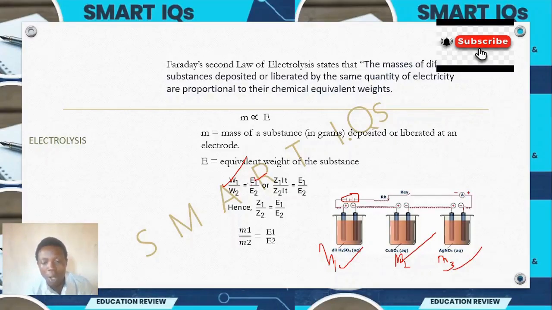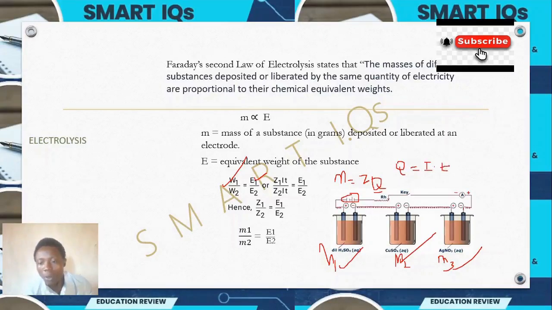Are we together? So remember the previous, we have our mass, which is equal to ZQ. Are we together? This is the first law, Faraday's first law. Mass is directly proportional to the quantity of what? Electricity. Very good. And we know that our Q, quantity of electricity, is equal to current multiplied by what? Time. Current multiplied by time.